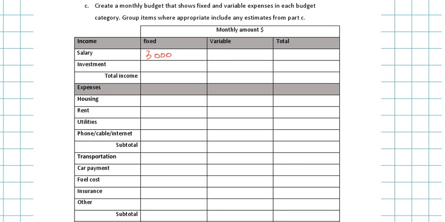Sometimes if you have a salary where you're earning, let's say, commission on top of your salary, right? So that commission would go under the variable, because it's not fixed. And then you have to add both the fixed and the variable to make your total, all right? Investment, so she makes $50. Again, that's also fixed.